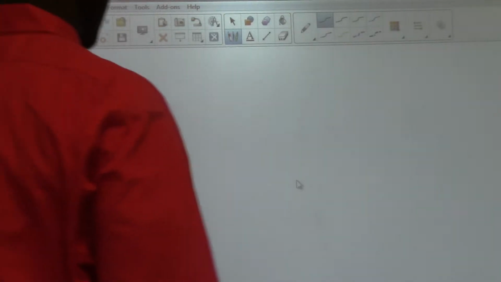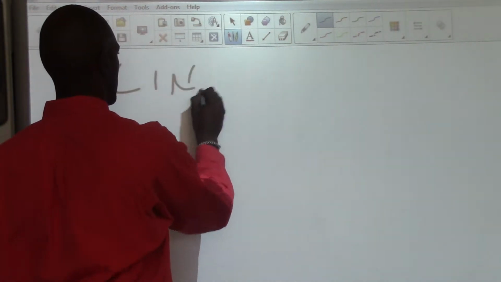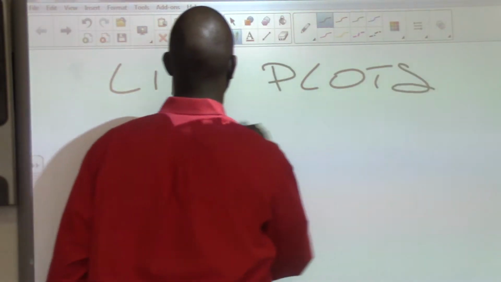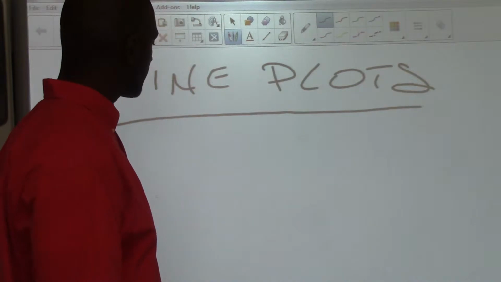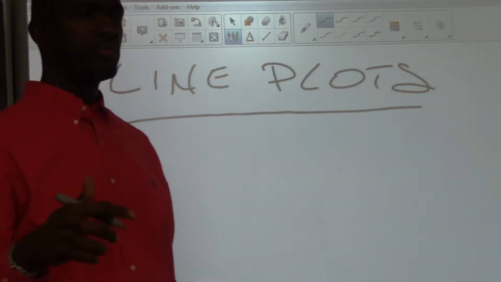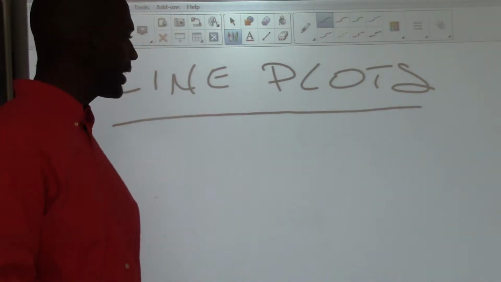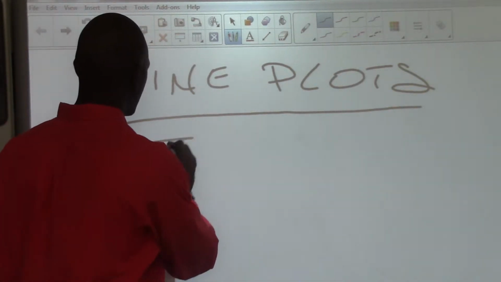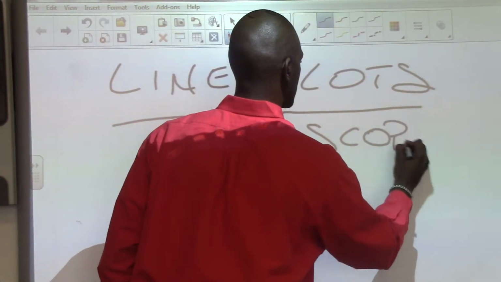This lesson is on creating line plots. We're going to use line plots to analyze data. The data we're going to use is just an example of a test that we've taken, and we're going to use the scores of those tests to create a line plot. The data we're going to create, we're going to call test scores.